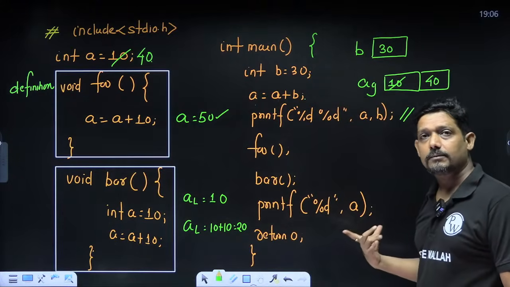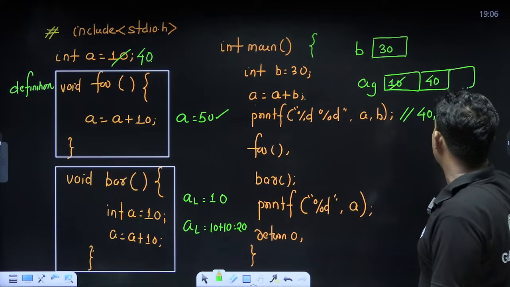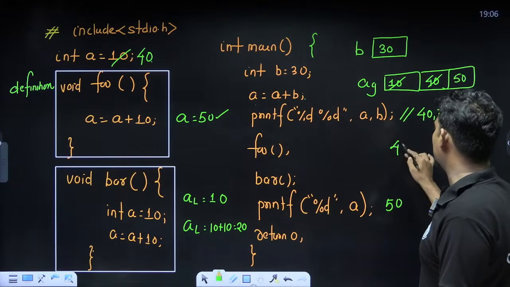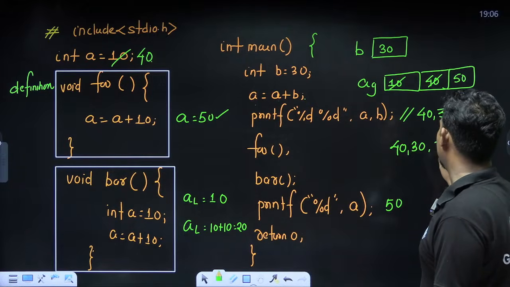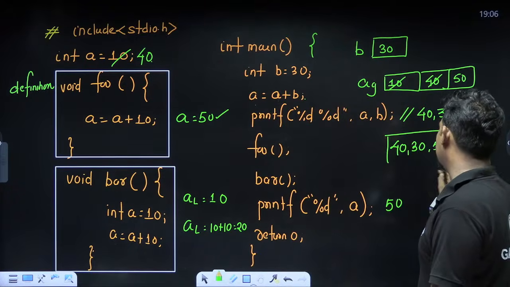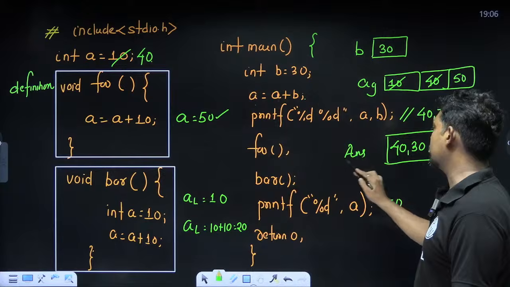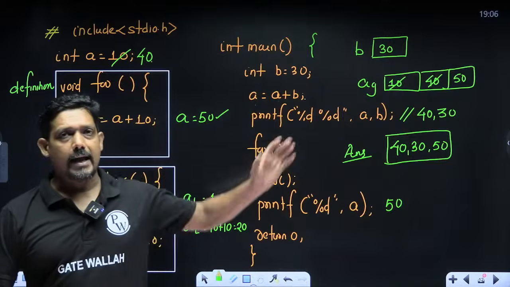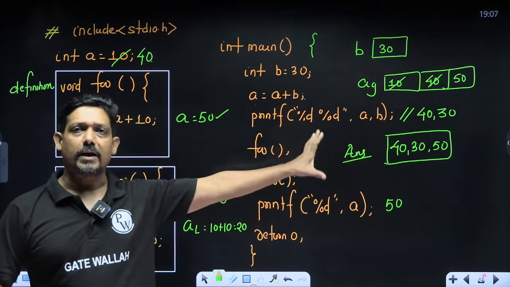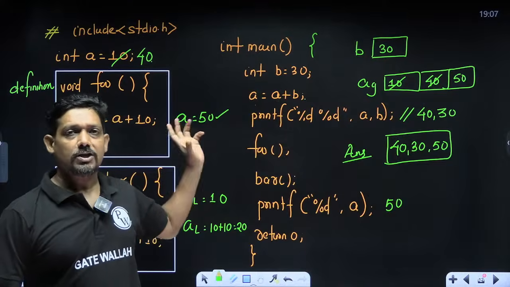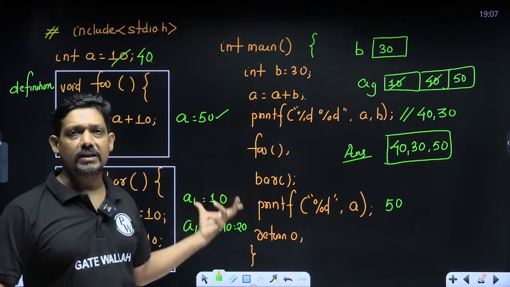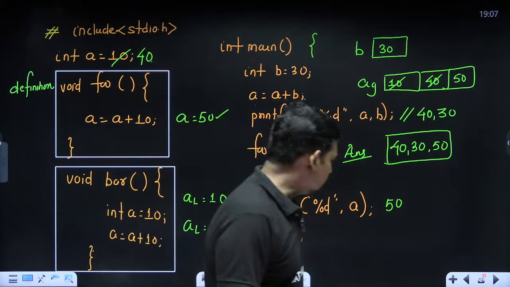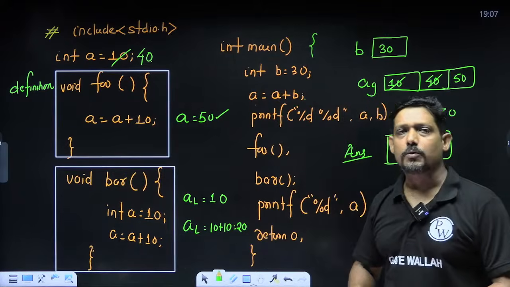When you come here, you will find that A has already been changed to the value 50. The answer for this question is 40, 30 and 50. I can say that it is the correct answer. For variable A plus B changed to 40, print 40, 30. The foo function changes 40 to 50, this will not change, and your output will be 40, 30 and 50. That is the output for this particular question.